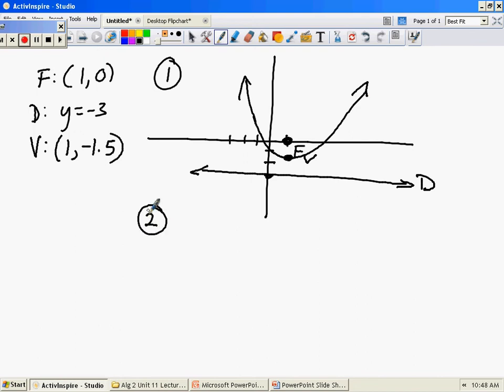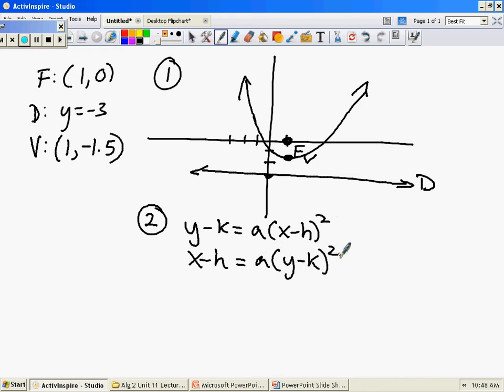Step 2, we have to decide which equation to use. And I'm going to write them both up here. We can use this equation or we can use this one. One of them is correct and one of them is incorrect. When the parabola is like that, which equation do I use? Do I use equation A or equation B? It's A, right? When x minus h is being squared, it's a vertical parabola. So we're going to use this guy and not that guy.